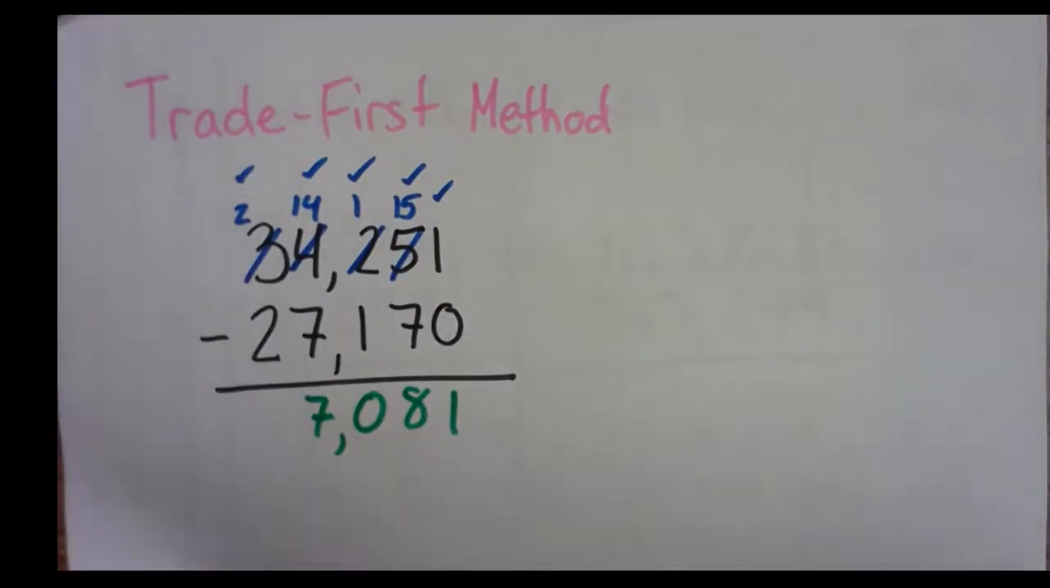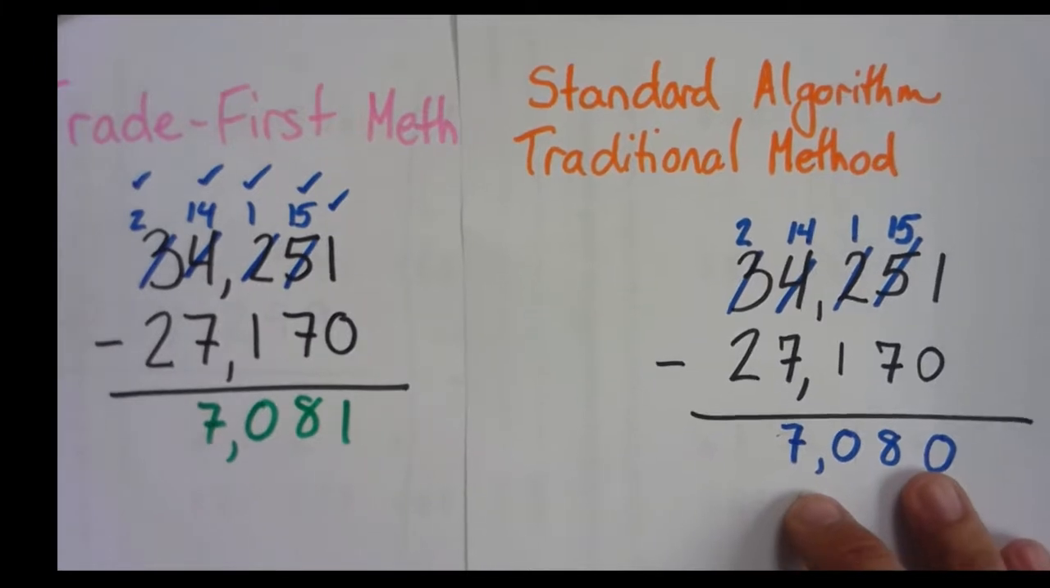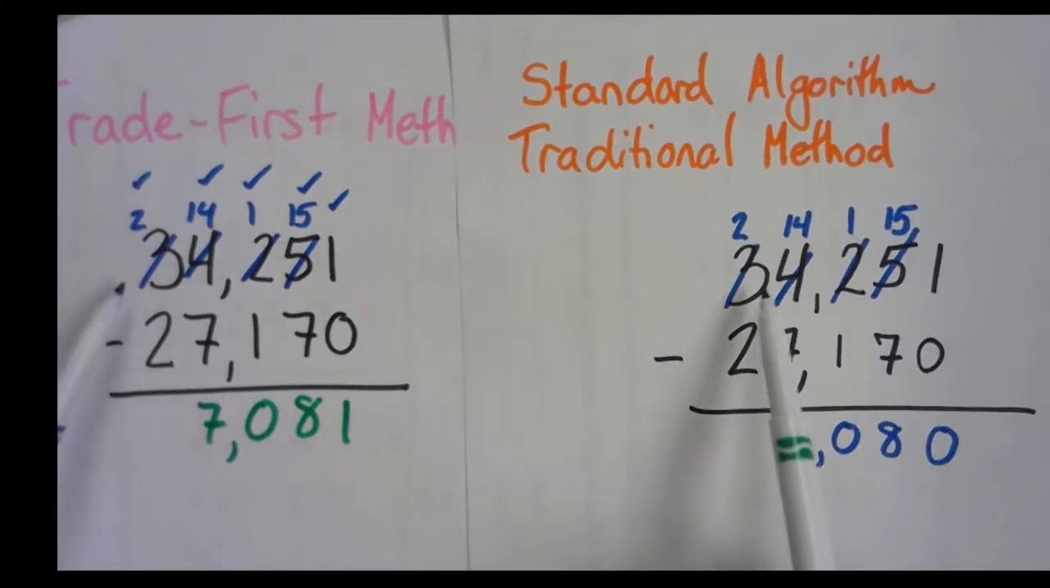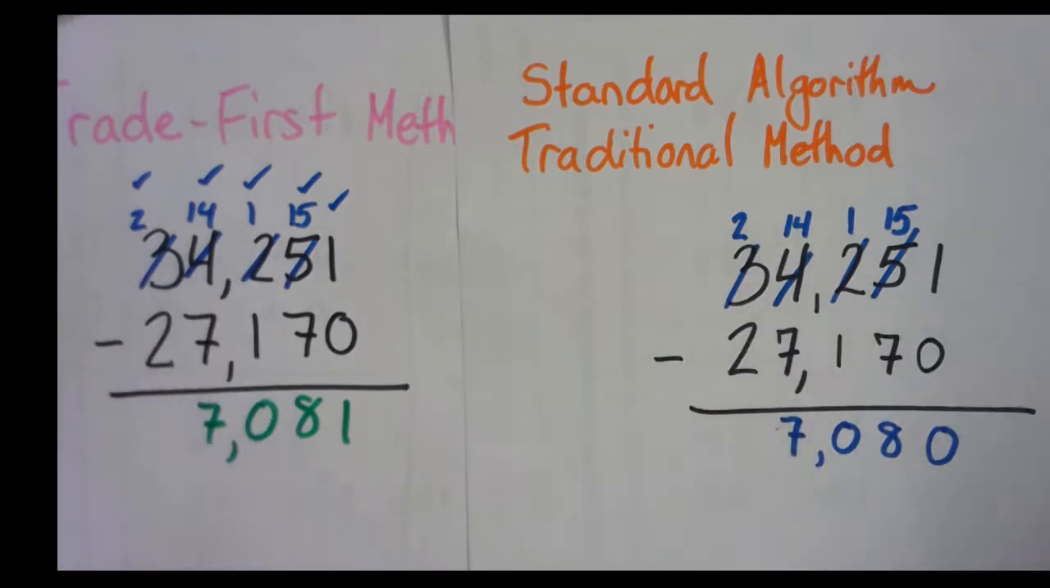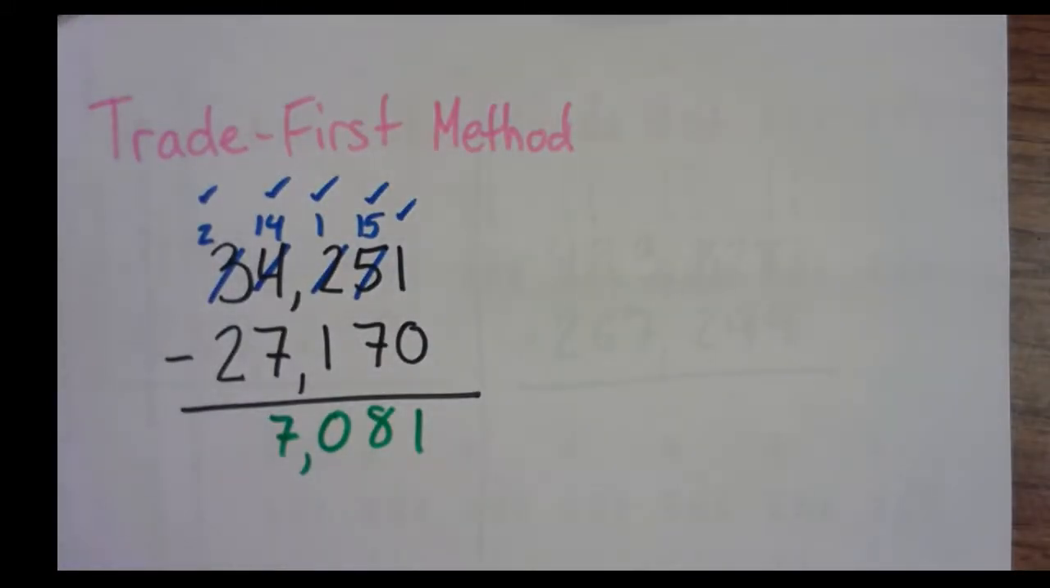7,081. And when you look at the two of these side by side, they look almost identical. I mean, all the spots where I've done my regrouping, it's almost exactly the same. In fact, the only difference is in the trade first method, I put a bunch of these check marks here. Well, let's look and see what I did and why I did it that way.